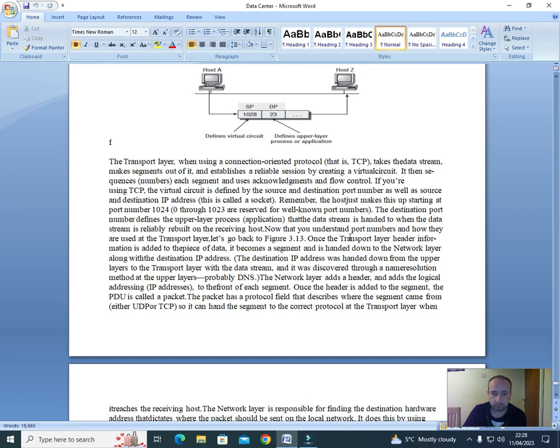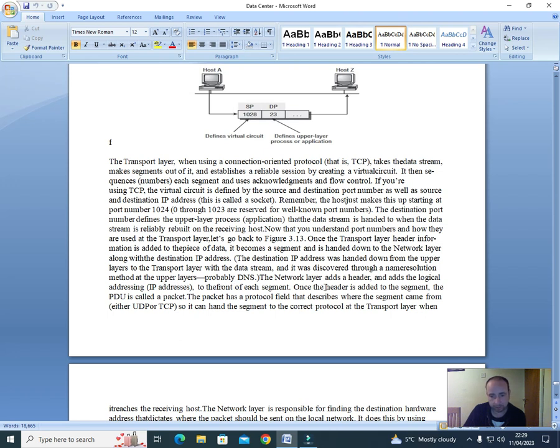Now that you understand port numbers and how they are used at the transport layer, let's go back to figure 3.13. Once the transport layer header information is added to the piece of data, it becomes a segment, and is handed down to the network layer along with the destination IP address. The destination IP address was handed down from the upper layers to the transport layer with the data stream, and it was discovered through a name resolution method at the upper layers, probably DNS.